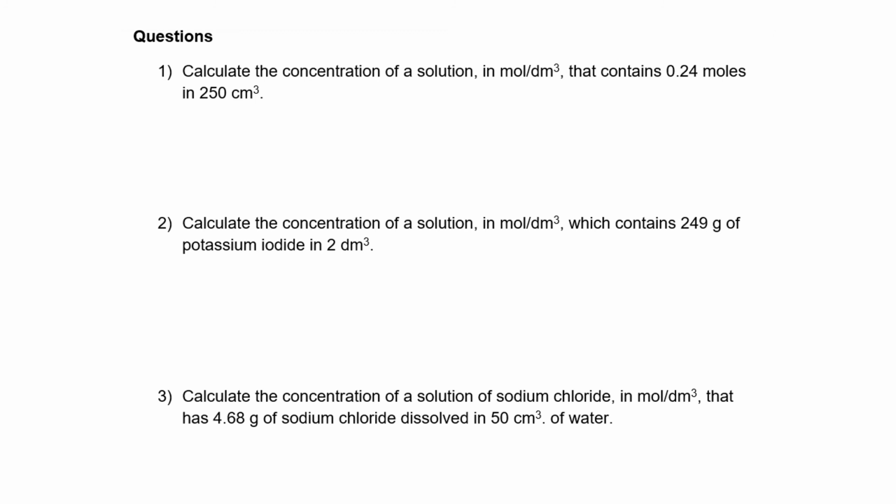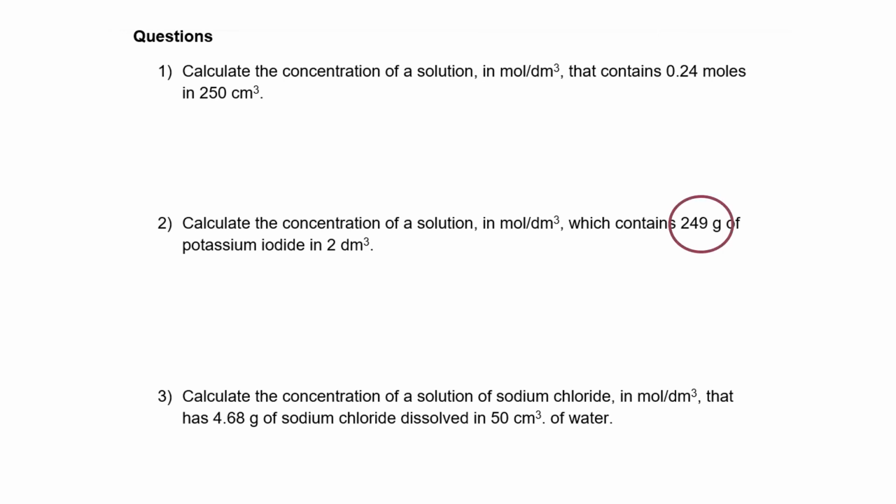I want to look at the first three questions there, just to point out a few things that I'm talking about here. So question 1, calculate the concentration of a solution in moles per decimeter cubed that contains 0.24 moles in 250 centimeters cubed. They have already given you the moles, so you don't have to do that step 1 we've done before, and your volume is in the correct units. So you can just dive straight in and go concentration equals moles times 1,000 divided by volume. Okay, you can go straight into that, write down the equation, put your numbers into the equation, and then do your answer. Remember to put in your units.